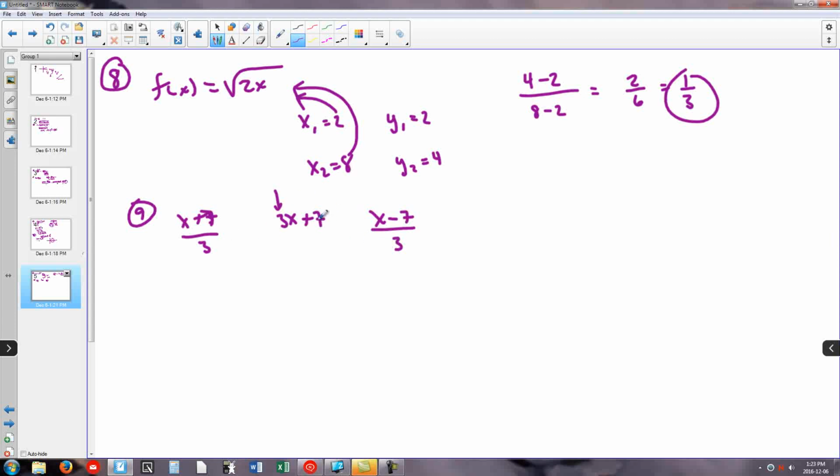This has got to work with one of them. The next thing I look for is this says plus 7. I'm looking for something that is the opposite or inverse of that.